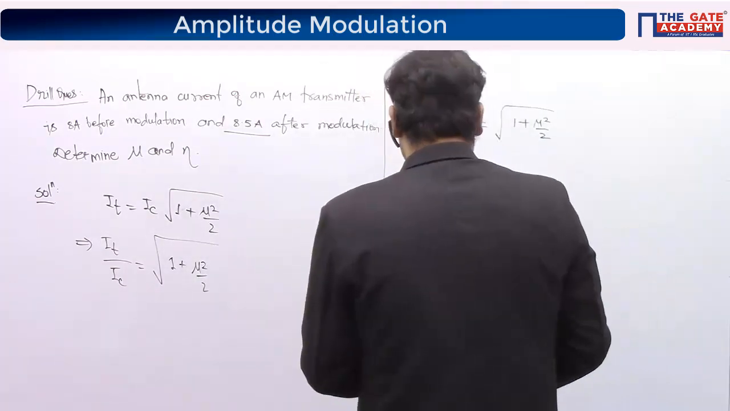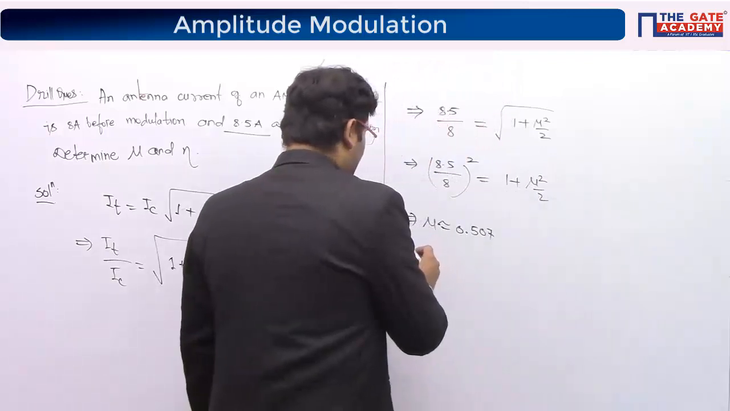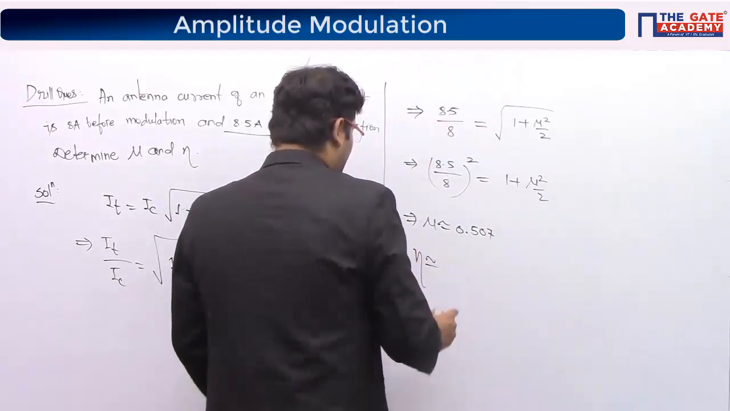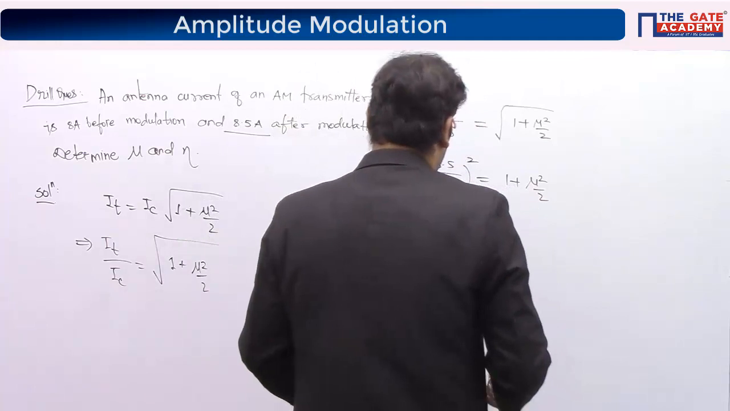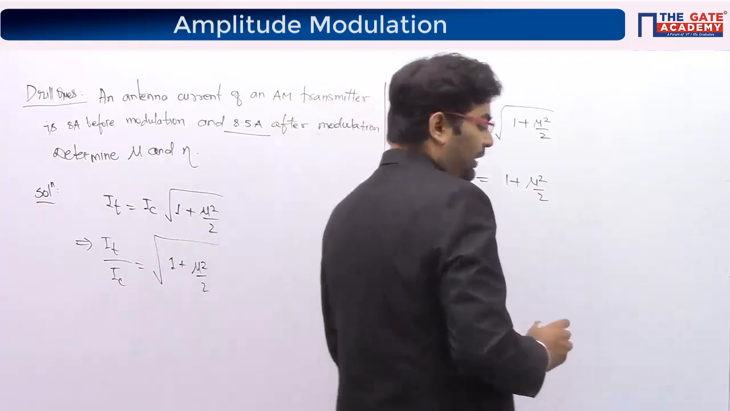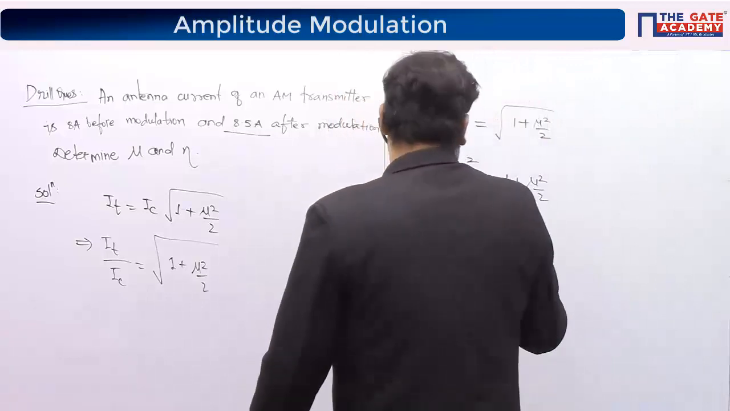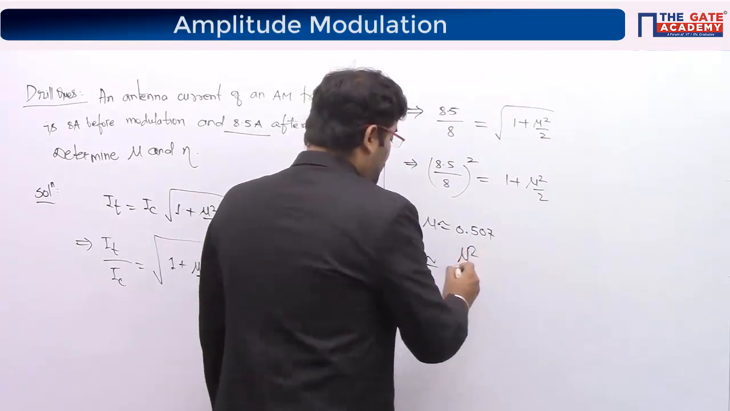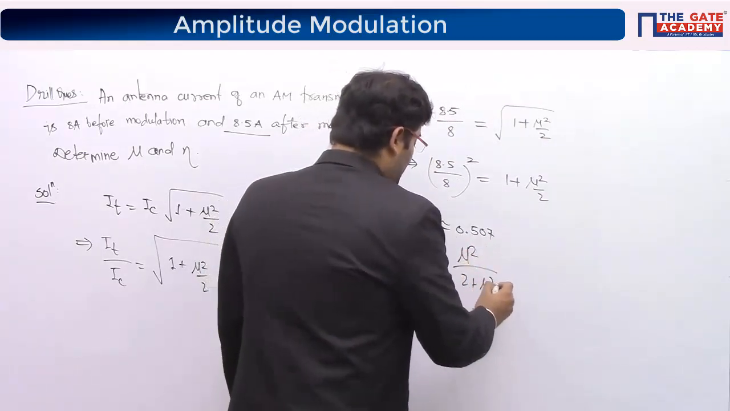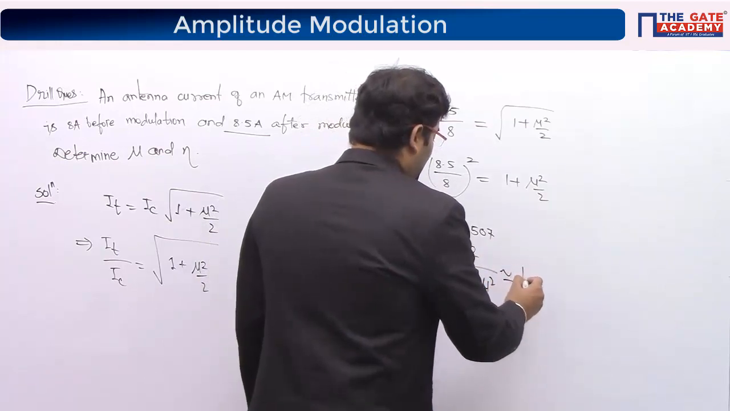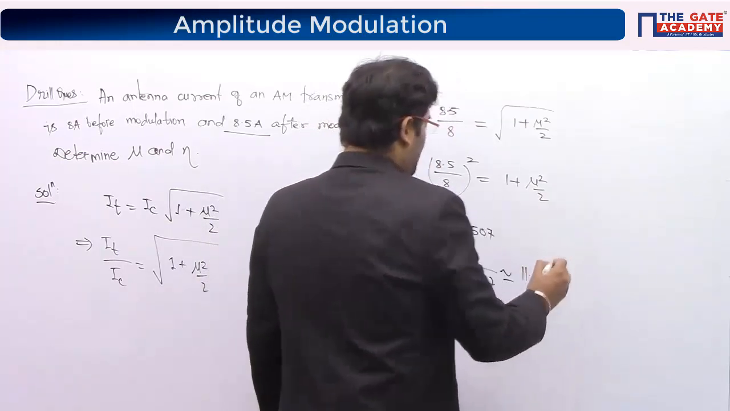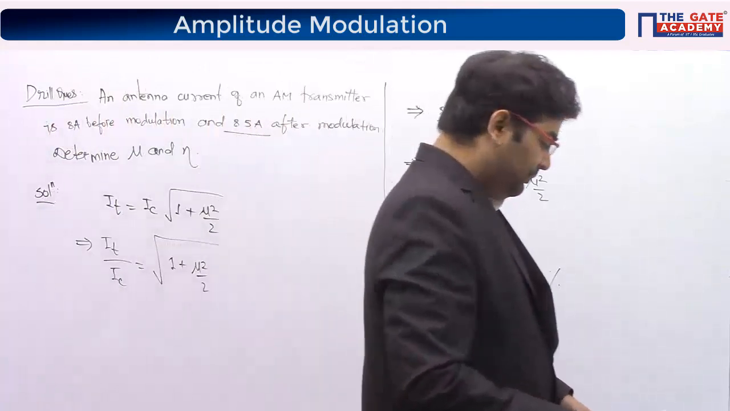If you take this mu 0.507 and try to find efficiency, it will also be approximately 11%, something like 11.41%. So nothing you have to do, you have to use this formula mu square upon 2 plus mu square and you will get 11.4%. It's an easy one.